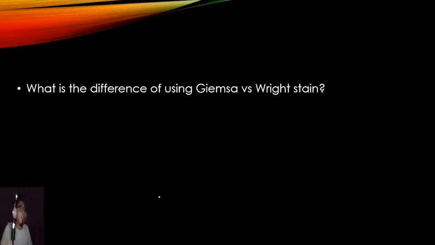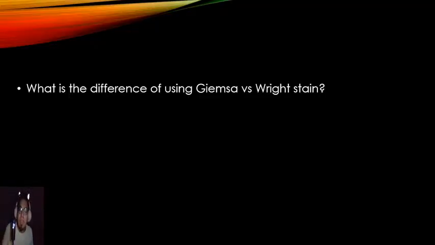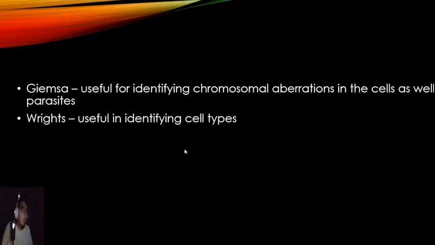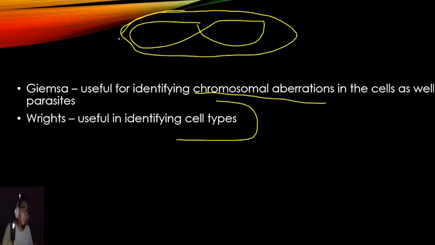Now, let's move on with the difference between Wright stain and Giemsa. Now, Wright stain and Giemsa, basically, they're almost the same. But the difference is that Giemsa is used mainly for the detection of the cell wall or identifying parasites. The Wright stain is usually used for identifying cell types. Okay? Chromosomal aberrations. I forgot to mention chromosomal aberrations for Giemsa. What kind of chromosomal aberration are we talking about? Figure of 8. A figure of 8 in your RBCs. What do you call that RBC anomaly?